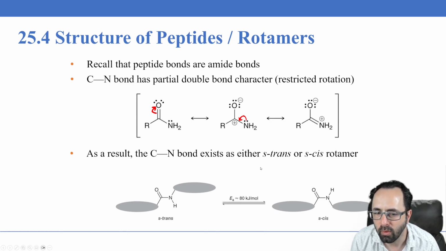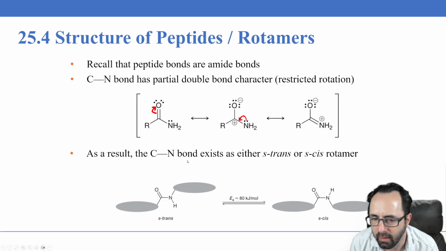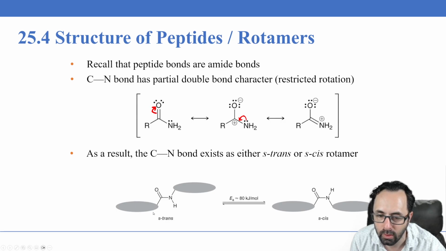And so this carbon-nitrogen bond in the amide can take 2 different forms. The carbon can be attached to the nitrogen in the s-trans configuration, as it's known, where the 2 chains are on opposite sides, or in an s-cis configuration where the 2 chains are on the same side. There's a barrier to rotation here of about 80 kilojoules per mole. This rotation is somewhat restricted because there's some partial double bond character here. It's not a complete single bond.